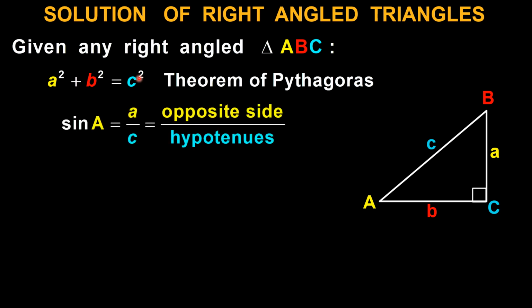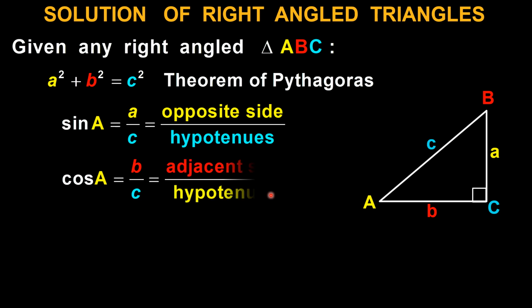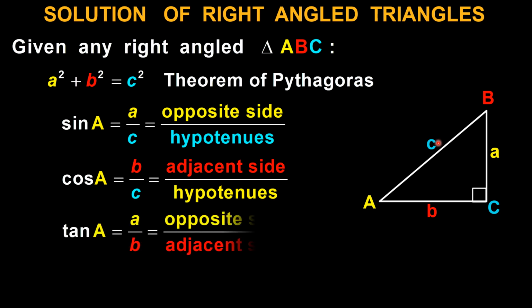But what if we have an angle and a side? Then there are trigonometrical ratios that can be applied. First of all, sine of A is a over c, or the opposite over the hypotenuse, right? Or I can take cosine of A, that is the relationship between b, the adjacent, and the hypotenuse. Or if I take tangent of A, that is the relationship between the opposite and the adjacent. So those are the trigonometrical ratios we can use for solving right angle triangles.